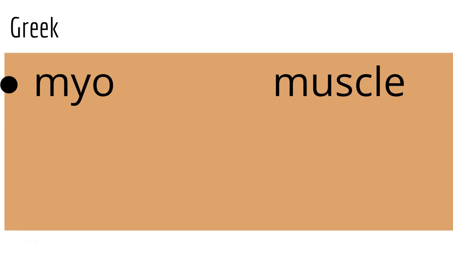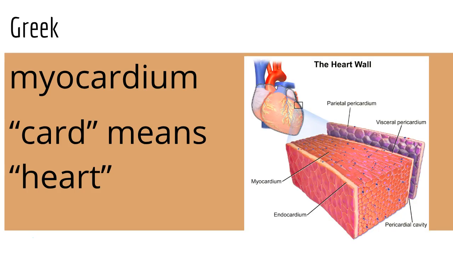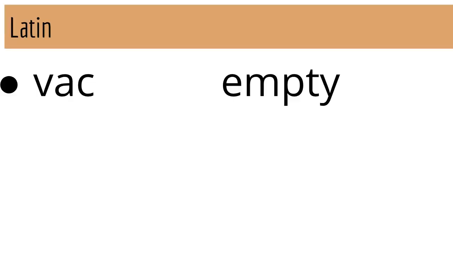Myo means muscle. This is where we get words like myocardium, myogram, and myotomy. These are mostly words that you'd run across in science, but it helps to know where they came from. If we look at the word myocardium, card means heart. So when we see the word myocardium, even if we don't know exactly what it means, we know it has something to do with a heart muscle. If we look at this picture here, we can see the myocardium is part of our heart, and the heart is a big muscle. Our next stem is vac.